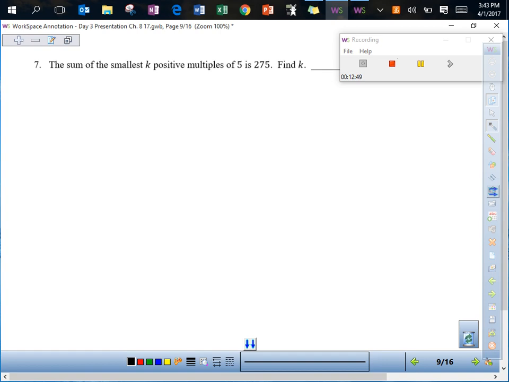Number 7's got a little twist to it. It says the sum of the smallest k positive numbers, multiples of 5, is 275. Figure out how many numbers that is. Well, picture what we're doing here. We're taking 5 plus 10 plus 15 plus, I don't know where to stop, but I know when I get done, my total is going to be 275. This one's got a little bit of work to it.